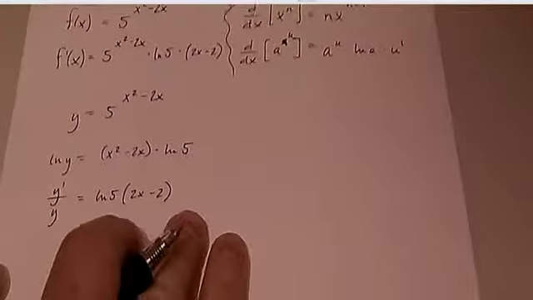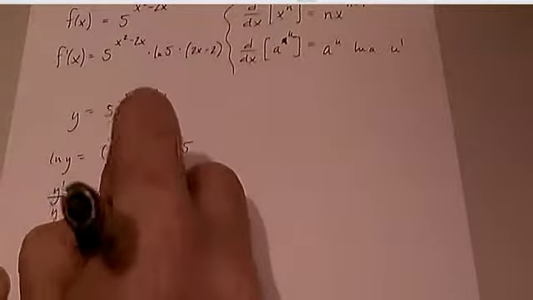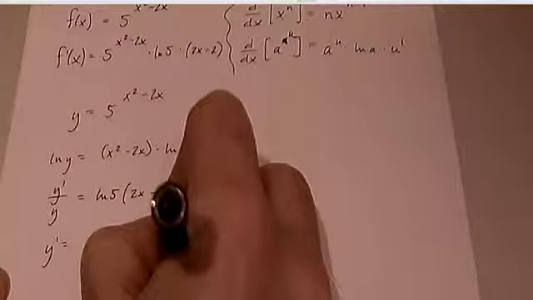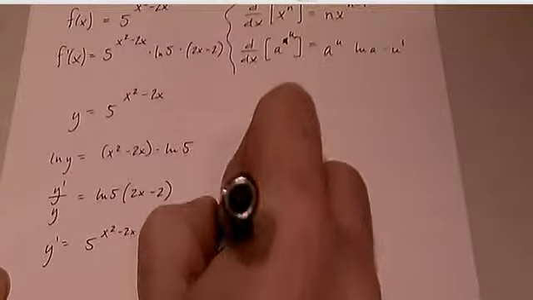And of course, the 5 to the u just comes along when I have to multiply both sides by y in order to isolate the y prime. 5 to the x squared minus 2x times natural log 5, 2x minus 2. Voila, there you go. Now, of course, this winds up being relatively straightforward.